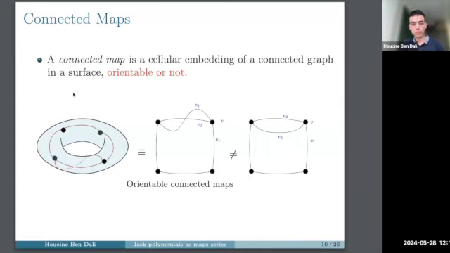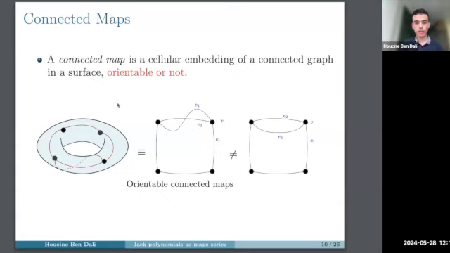So maps. The objects which appear in this combinatorial formula are maps. I will try to define these objects and give some examples before moving to layered maps. So we start with connected maps. We'll say that a connected map is just a connected graph which is drawn on a surface, which might be orientable or not. So this is the first example of a graph drawn on the torus. In particular, the torus is an orientable surface, so this map is orientable.